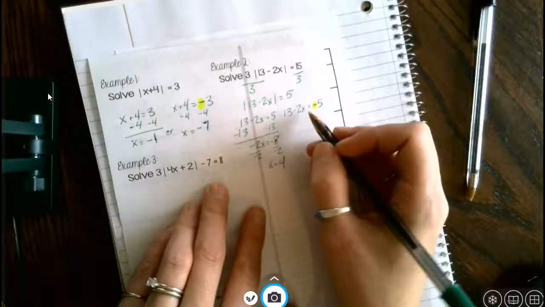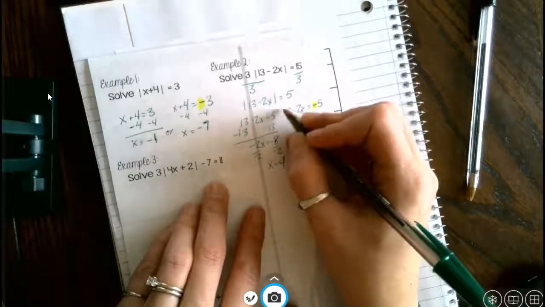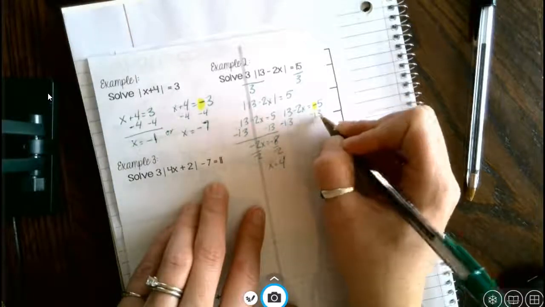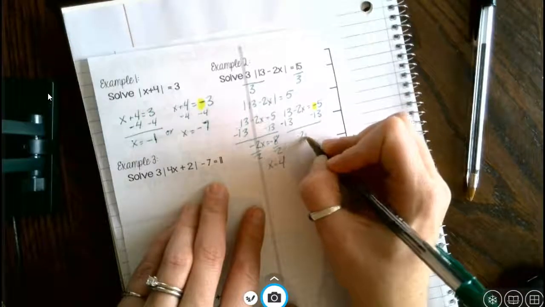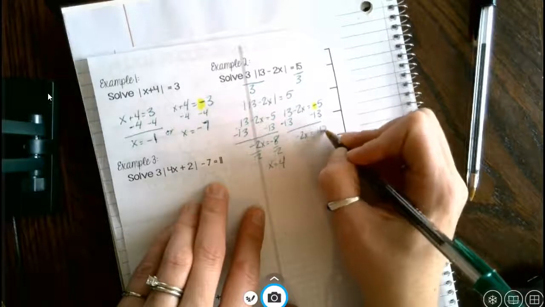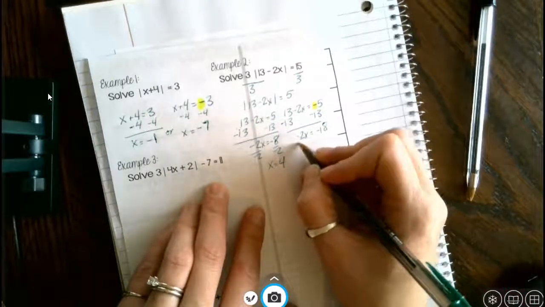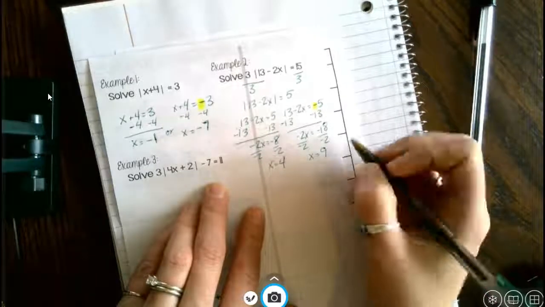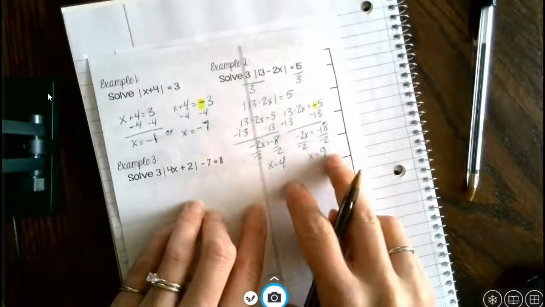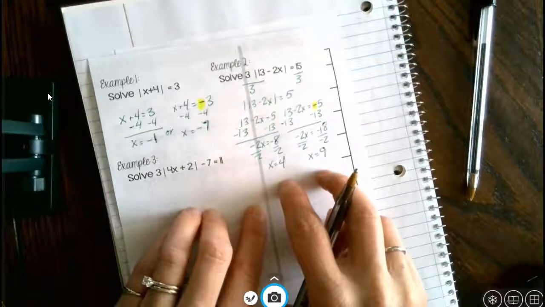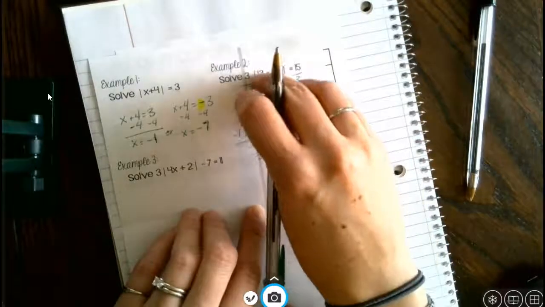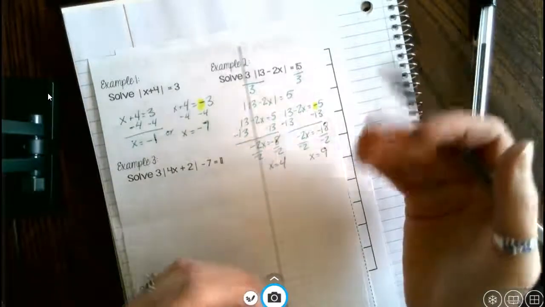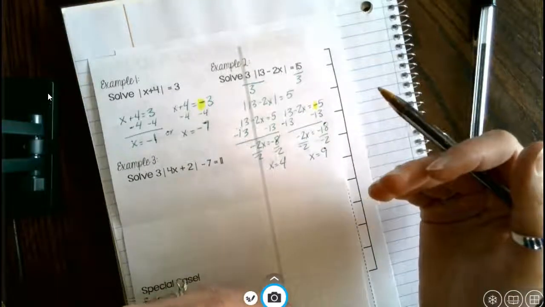Here I have my other answer, so again, I have to undo this addition or subtraction first. So I subtract 13 from both sides. So negative 2x equals a negative 18. To undo this multiplication, I divide by a negative 2. So x equals 9. Now these are my two possibilities. These two values, when I plug them back into my equation, will get me 15 spaces away from 0. That's what that's really asking me to do.